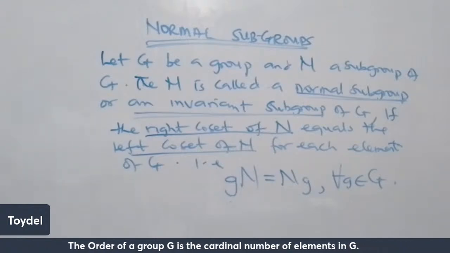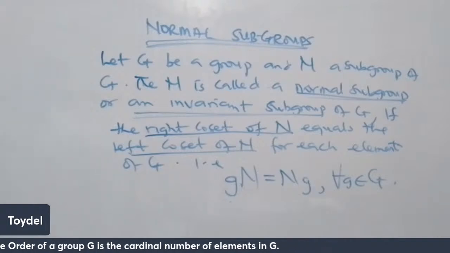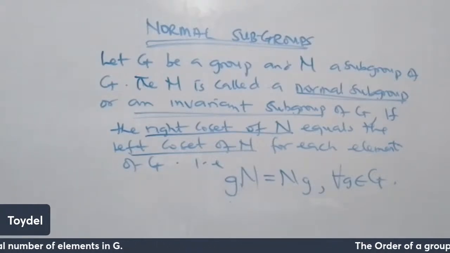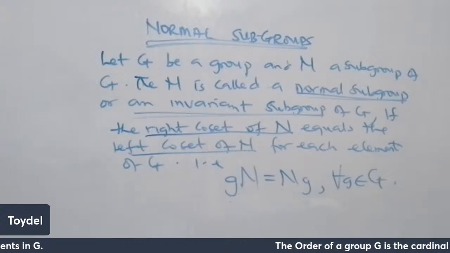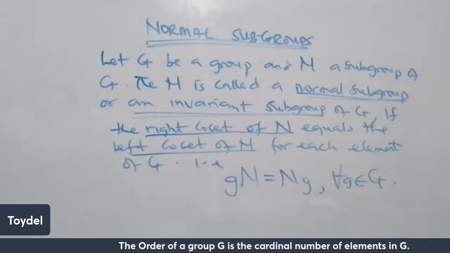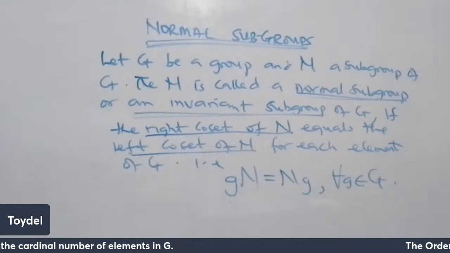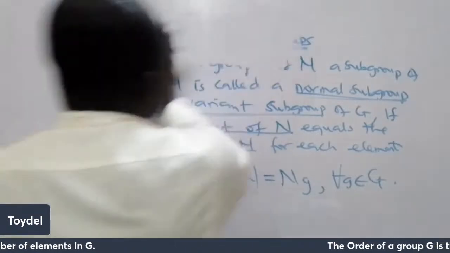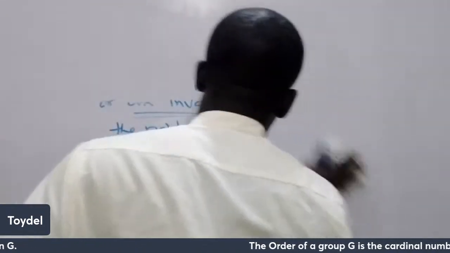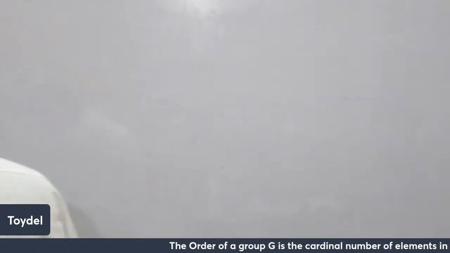I have a question here that says we should show that every subgroup of an abelian group is a normal subgroup. So there's this interesting question here. Let me solve this, then we close for the day because of our time. Let me solve this important question.